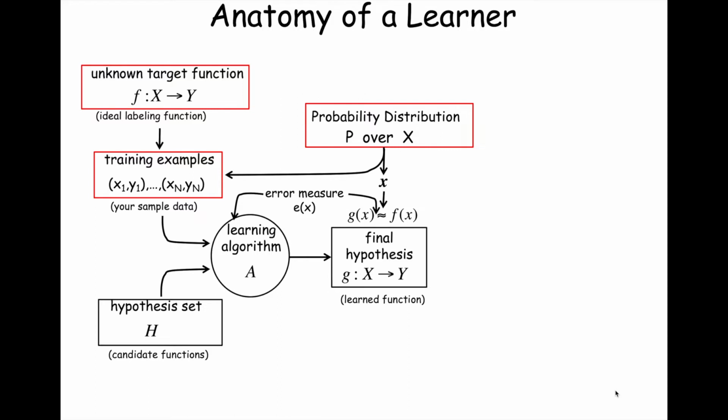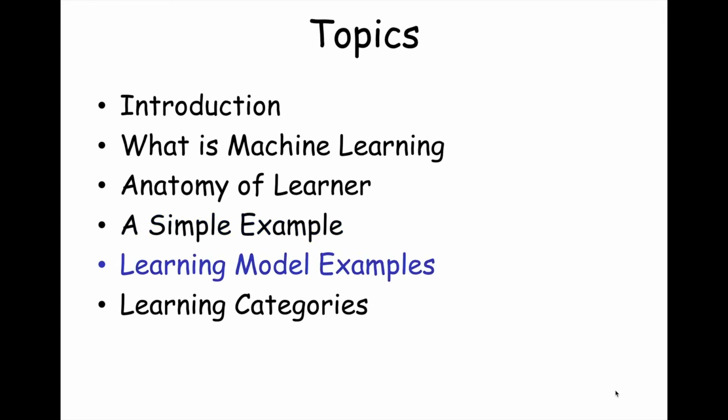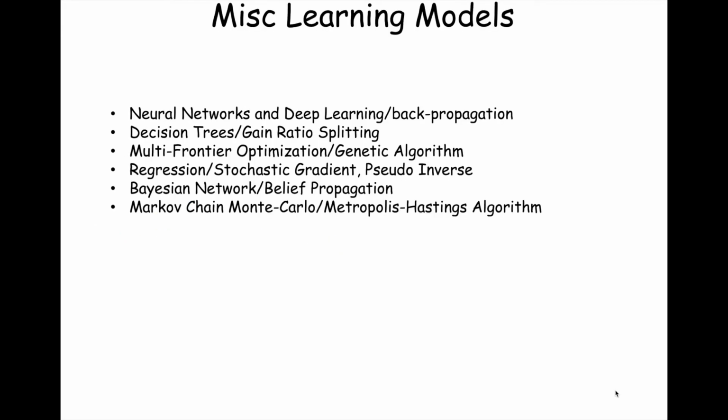And with that, we can now do all sorts of things in building automated systems. Okay, so let's take a look at some learning model examples. Now, the model corresponds to, as we said, the hypothesis set, which is the type of function, and the search algorithm, the way you search through those families of functions.